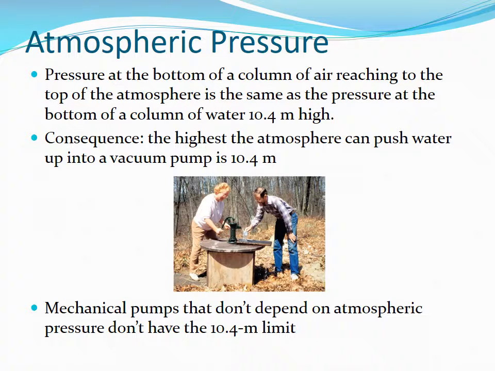Pressure at the bottom of a column of air reaching to the top of the atmosphere is the same as the pressure at the bottom of a column of water 10.4 meters high. The consequence is the highest the atmosphere can push water up into a vacuum pump is 10.4 meters. Mechanical pumps that don't depend on atmospheric pressure don't have the 10.4 meter limit.